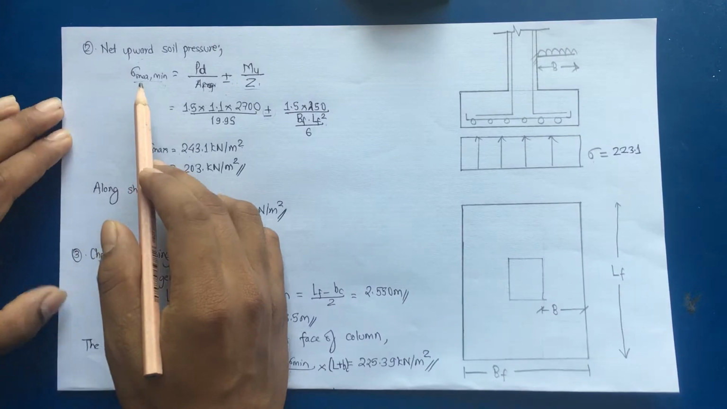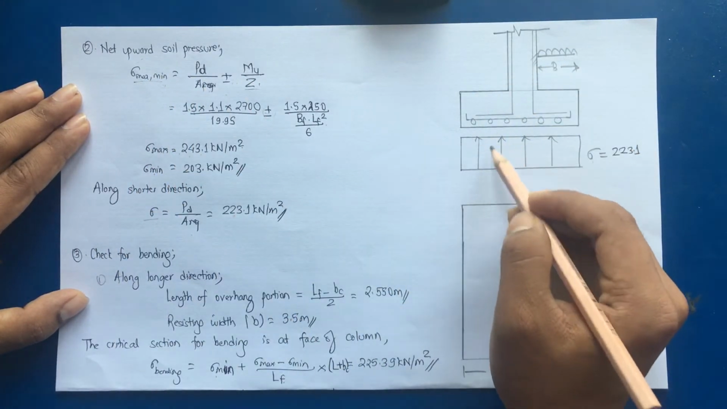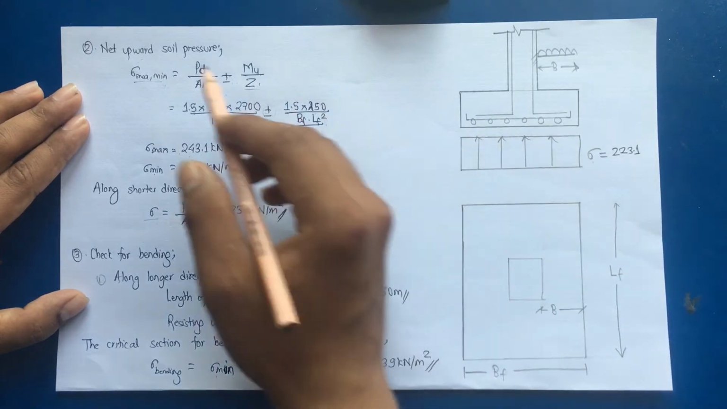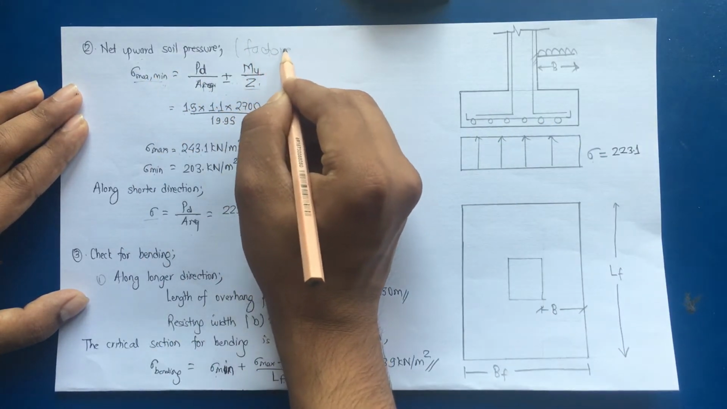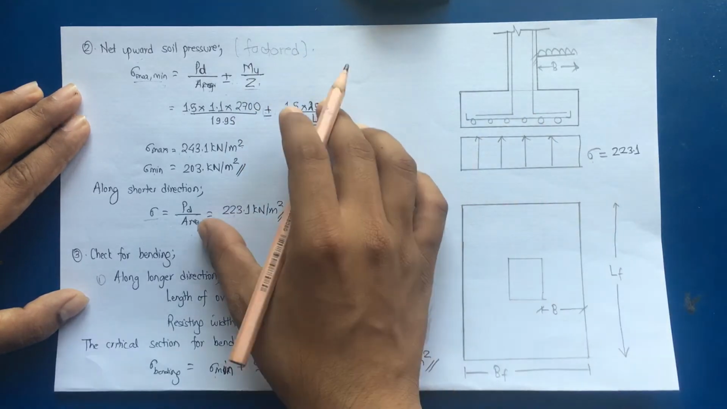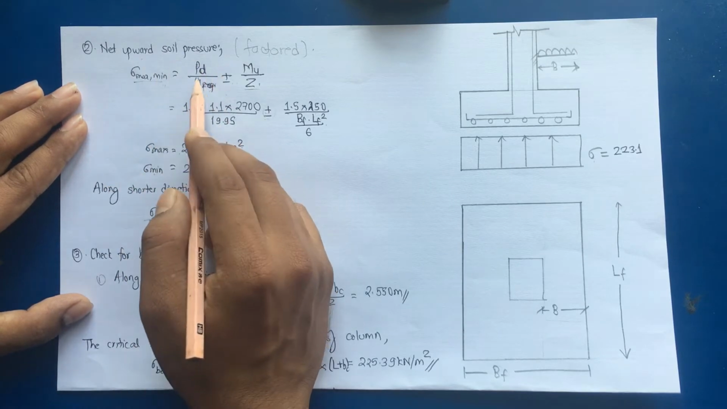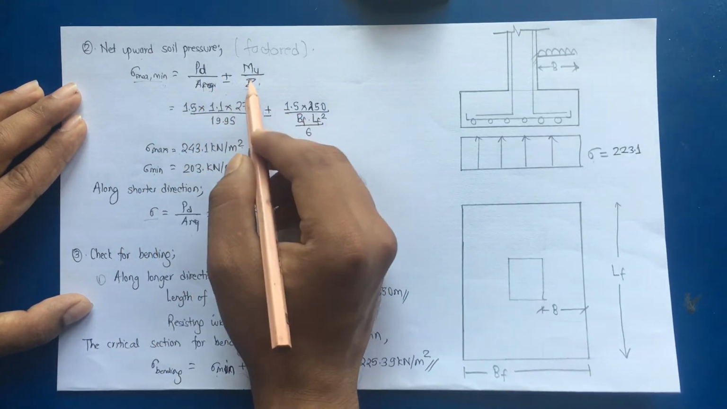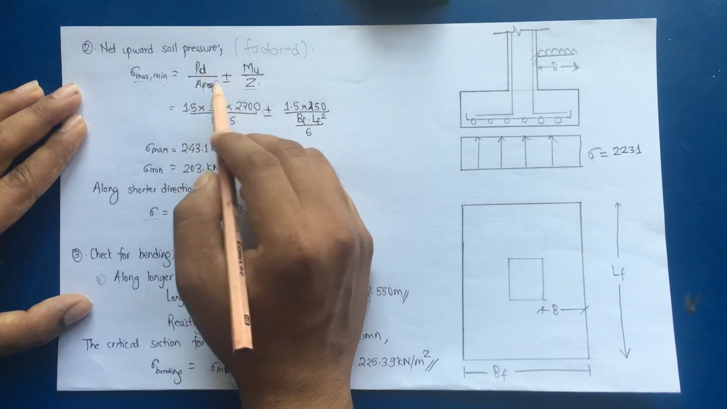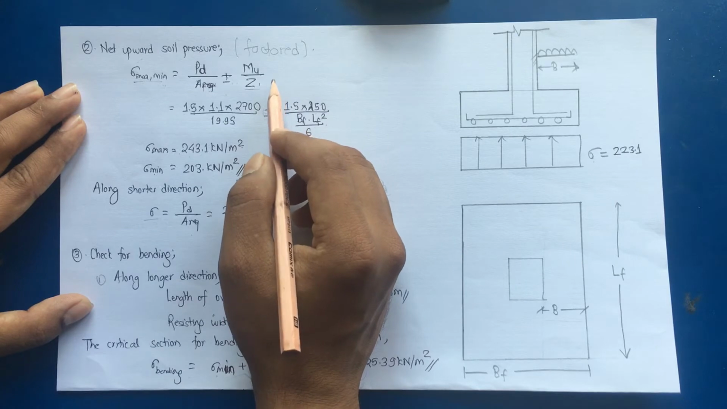So now the second step is to calculate the net upward soil pressure. Basically the footing is resting on the soil, then the soil will exert pressure on the base of the footing, and that is the net upward soil pressure, and we'll calculate the factored upward pressure. Okay, so don't get confused. Sigma max or min, this is the formula to calculate the net upward soil pressure: Pd by A provided, that is the area provided, plus minus Mu by Z. Pd is the design load, Mu is the moment about an axis, Z is the section modulus.